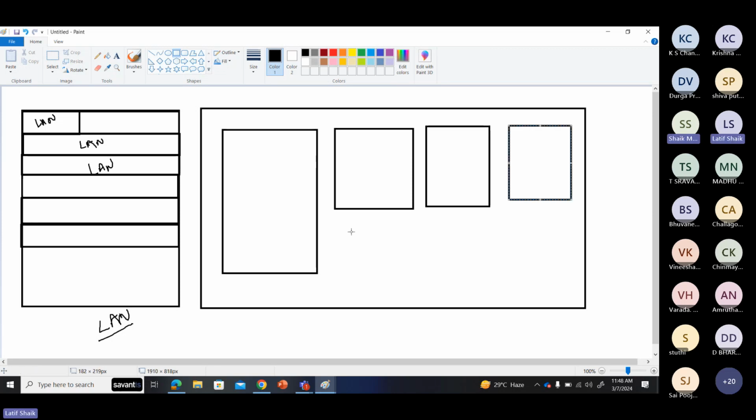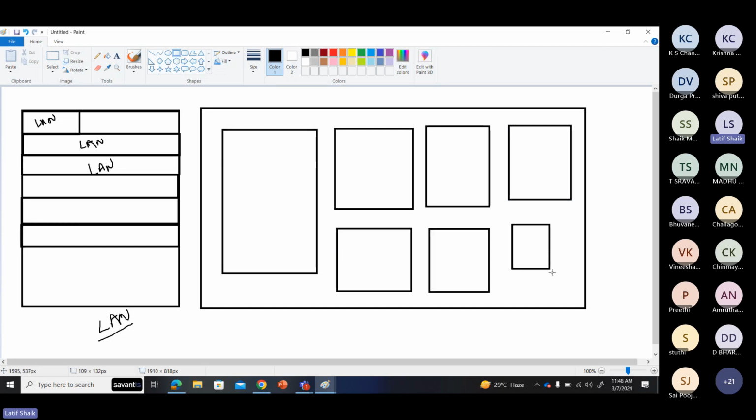You have ECE department, CSC department, MBA department, mechanical department, principal office, right? Different buildings are there. All these buildings, think like a LAN: ECE branch LAN, okay, another LAN, another LAN. These are the different buildings. Each building geographically, you can say it is one LAN network.